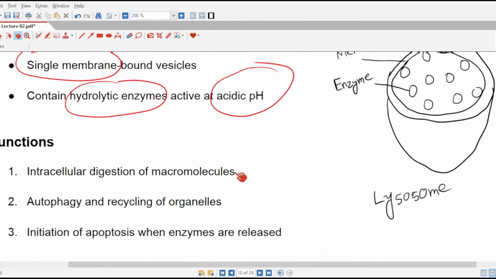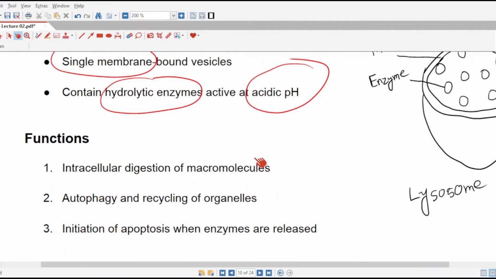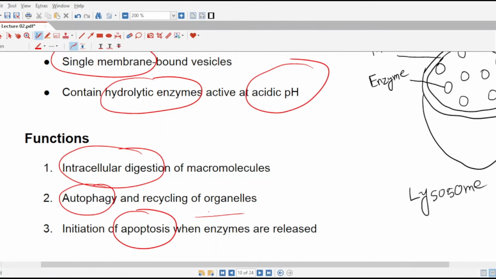The function is that all are destructive functions. That's the theme. So the first one will be intracellular digestion of macromolecules. Okay. And the second one is autophagy and recycling of organelles. Autophagy means that lysosome engulfs the damaged cell or cell organelles and it recycles them. Then lysosome will initiate apoptosis when enzymes are released.